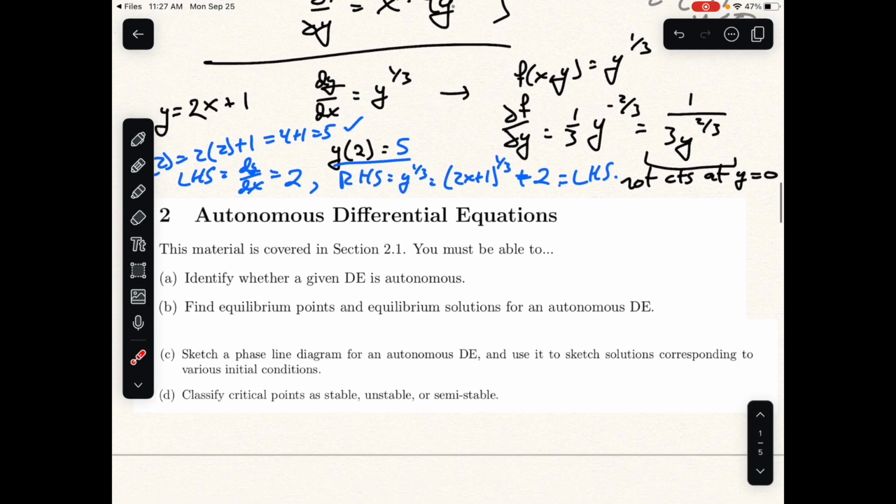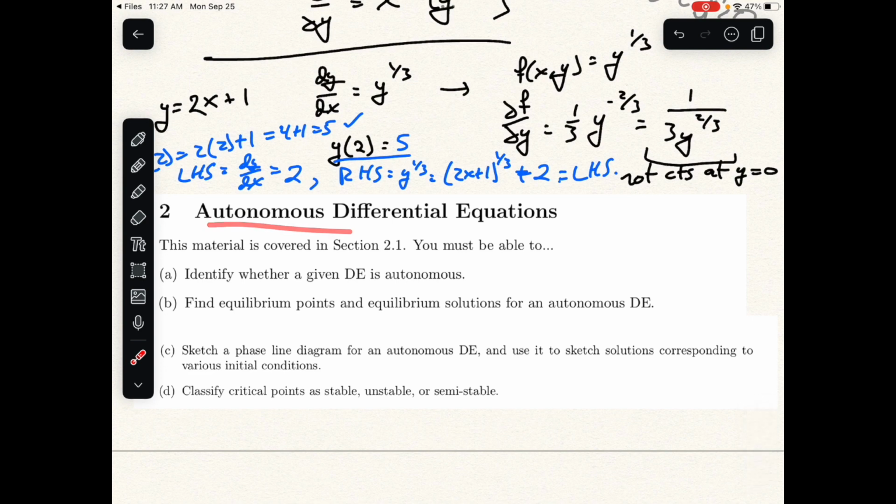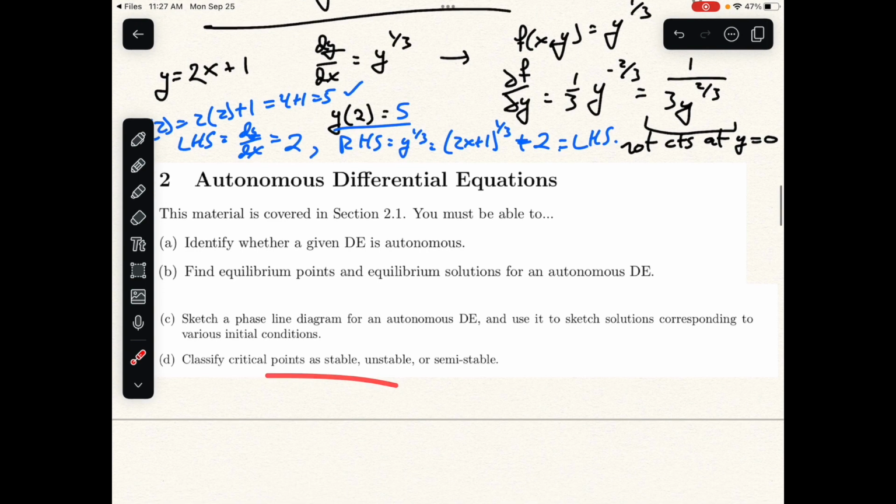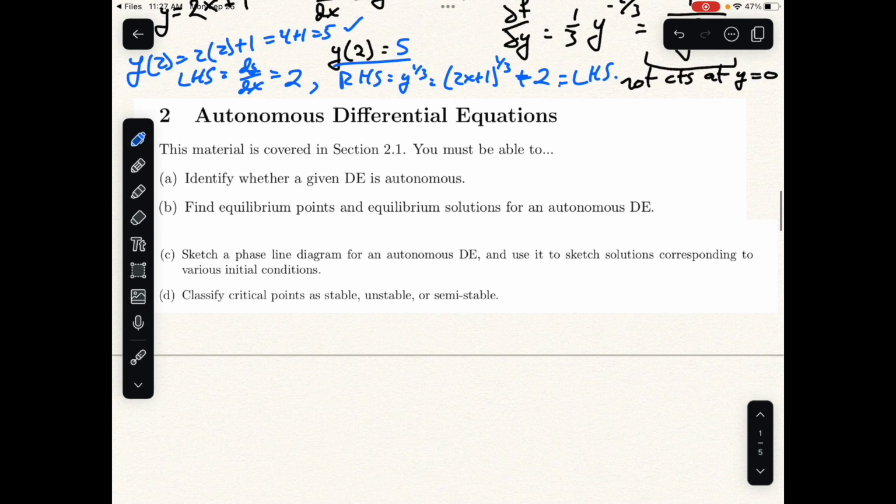Anyway, autonomous DEs. Covered in 2.1, you have to identify autonomous DEs. You need to know how to identify equilibrium points and equilibrium solutions for autonomous DEs. Use that to sketch a phase line diagram for an autonomous DE, and use that to sketch solutions corresponding to various initial conditions and classify critical points as stable, unstable, or semi-stable.